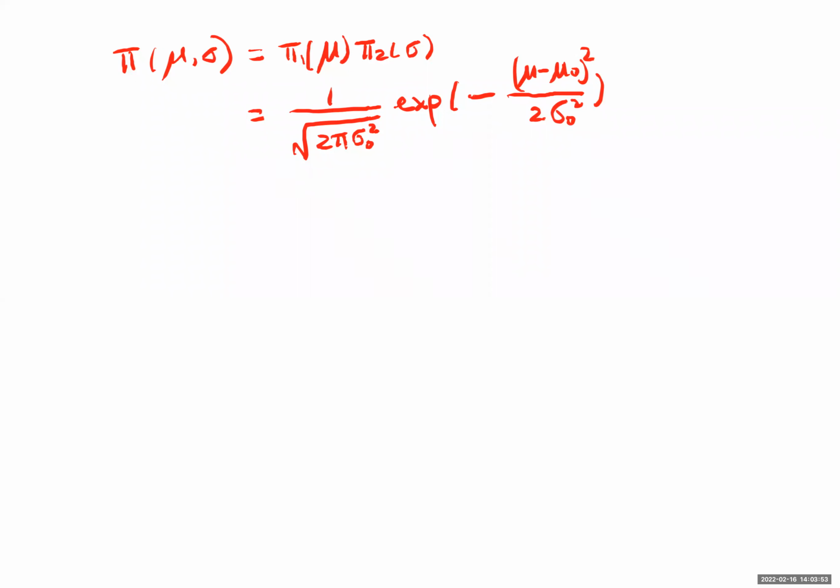For 1 over sigma squared, if you remember, we give a gamma with alpha and beta. So that is beta to the power of alpha over gamma of alpha, and then we have 1 over sigma squared to the power of alpha minus 1, and then in the exponent we have negative beta times 1 over sigma squared. That's just the regular normal density and the regular gamma density to help us get everything started.